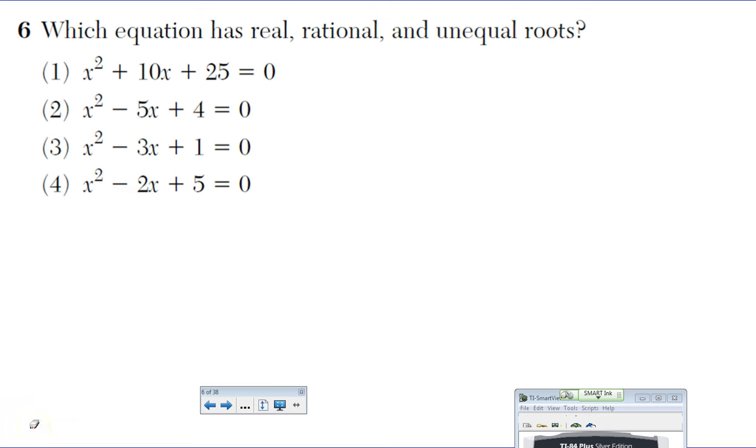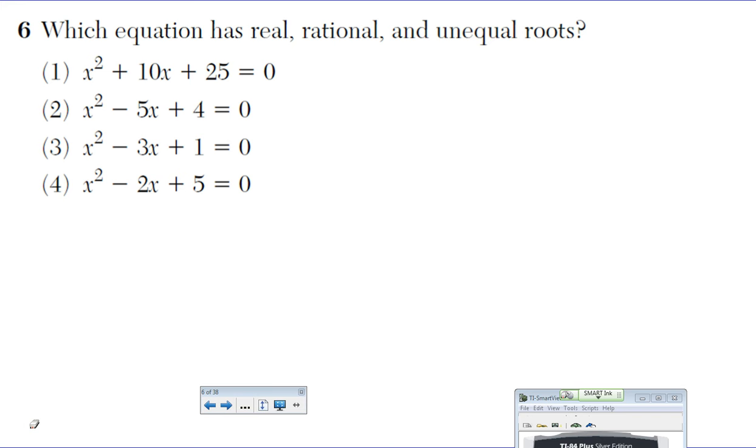Number 6, which equation has real, rational, and unequal roots? If you recall, roots of a polynomial or an equation are the answers to it. So what it's really asking is which equation, 1, 2, 3, or 4, will have answers that are real, that are also rational, and unequal means two different answers. So there are a couple of ways to do it.